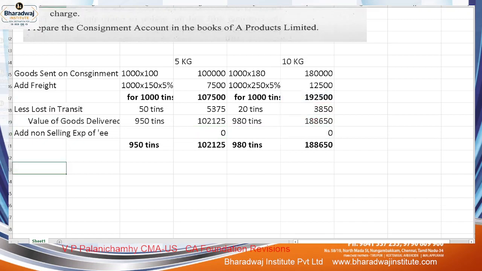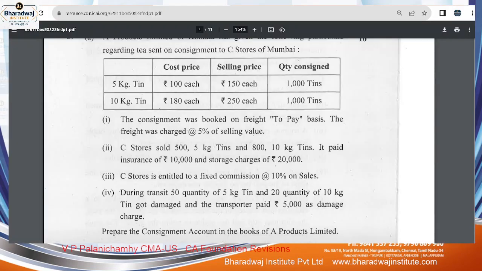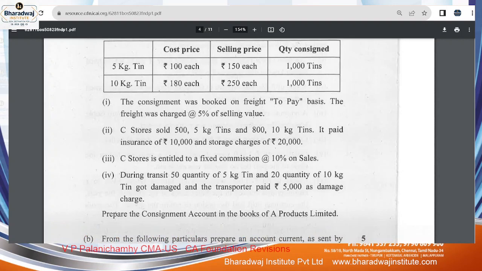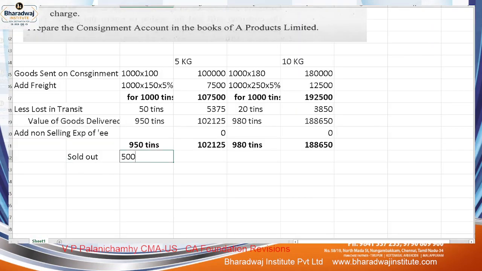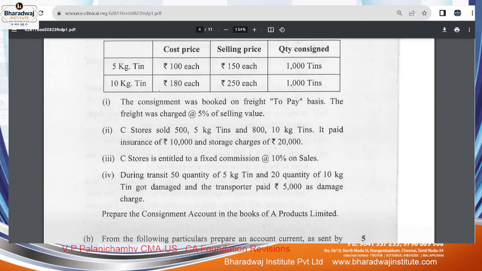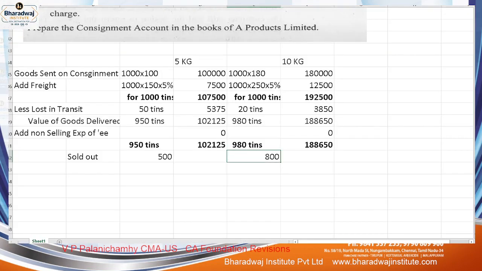Correct. Then how many units are sold out? Of the 5 kg tins, how many are sold out? 500 tins are sold out. 10 kg tins, how many tins are sold out? 800 tins are sold out. So, how much closing stock will be there? Of 950, 500 tins are sold out. How many tins will be there? 450 tins will be there. Here how many tins will be there? 180 tins will be there.